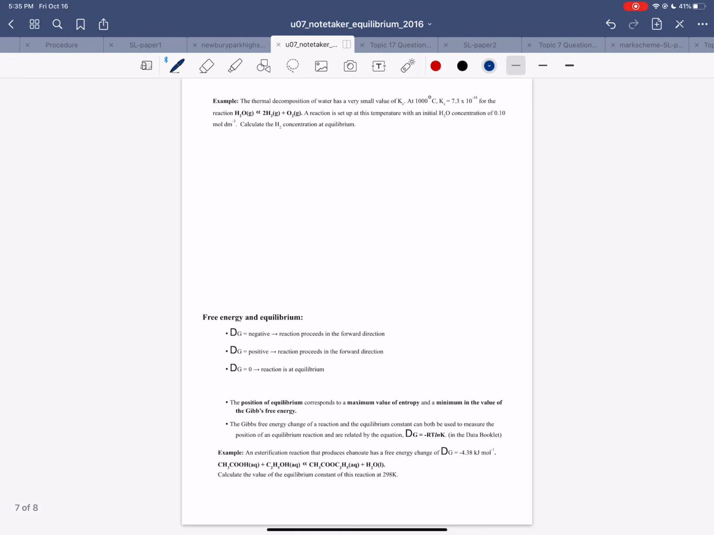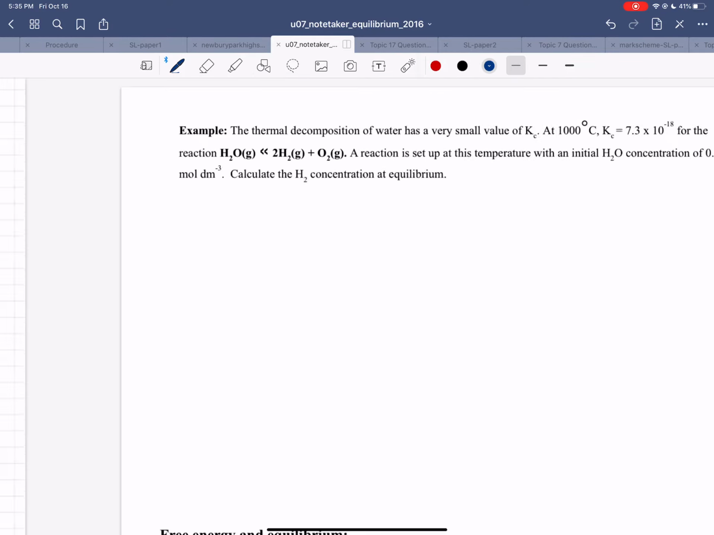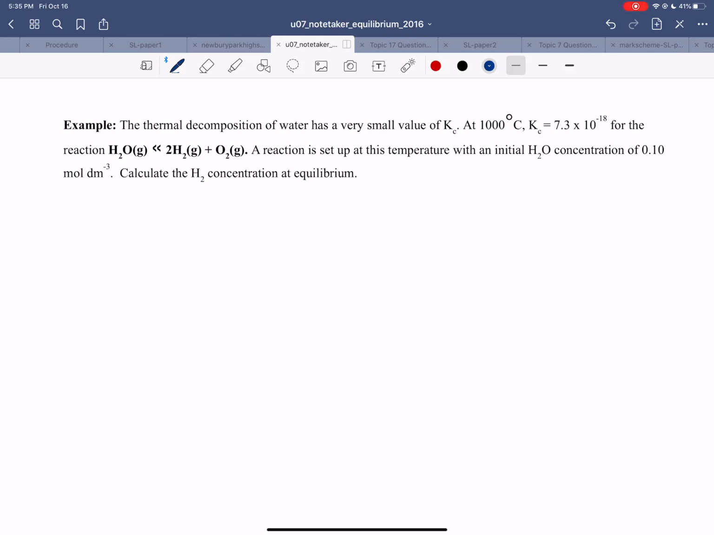Alright, let's do this next example. This one's actually valuable because, well, I'll go over why that is when it happens. But let's read this over. The thermal decomposition of water has a very small Kc. At 1000 degrees Celsius, Kc equals 7.3 times 10 to the negative 18 for the reaction H2O in equilibrium with 2H2 plus O2. A reaction is set up at this temperature with an initial H2O concentration of blah, blah, blah. So it gives us all this stuff.